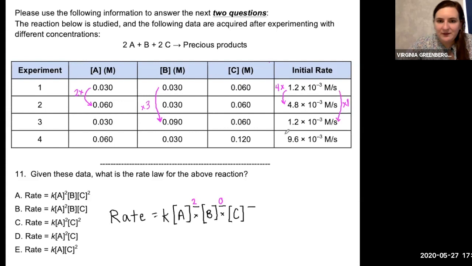So now finally we have to compare for C, and for that we're going to compare experiment 2 and 4. That's where C changes, but B doesn't, and A doesn't. So we can double C. And then we can compare the rate, and we can see that the rate also doubles. And so C must be first order.